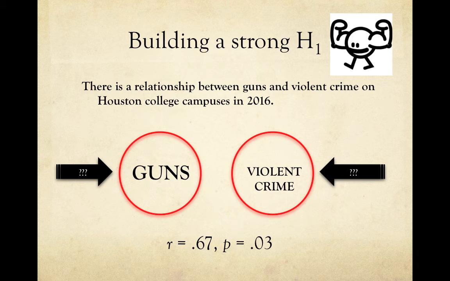Imagine we ran a Pearson's R between these two variables, gun carrying rates and violent crime rates on college campuses, and our p-value was equal to 0.03.